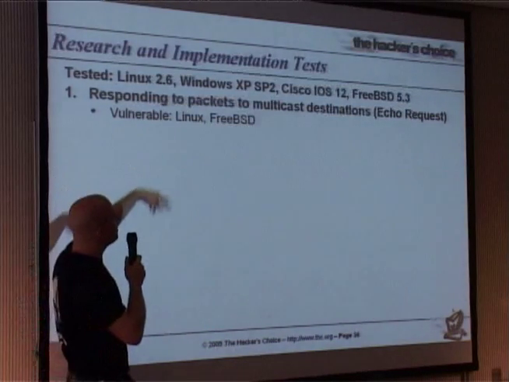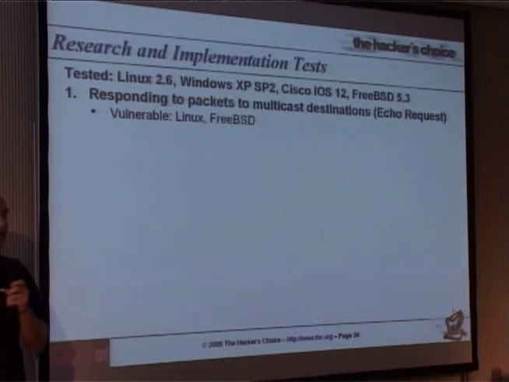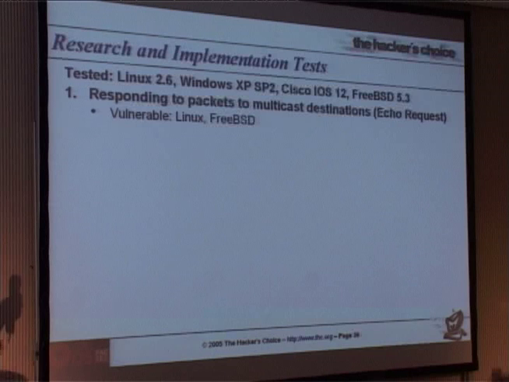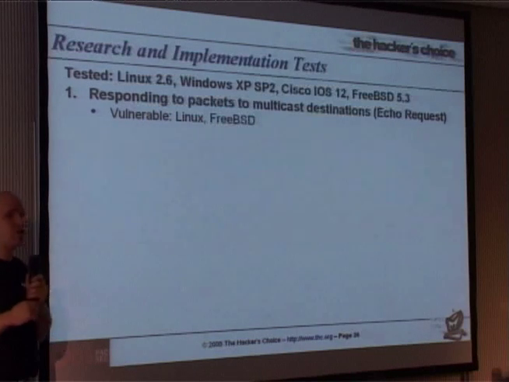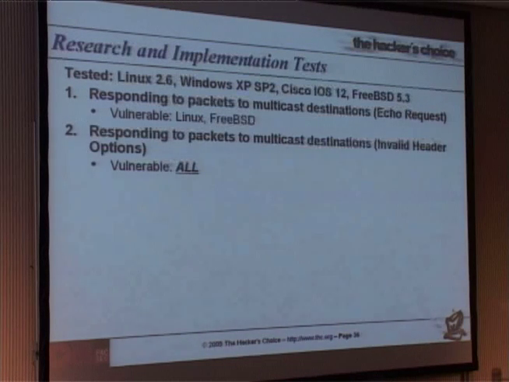Responding to packets to multicast destinations. This is something you can usually turn off by an option, so I don't want to answer that. By default, Linux and FreeBSD have them open. So if you send a multicast ping request, you get an answer from these two systems. That's not really a security problem. It makes things easier, that's basically it. But I just wanted to see what the defaults for the systems are.